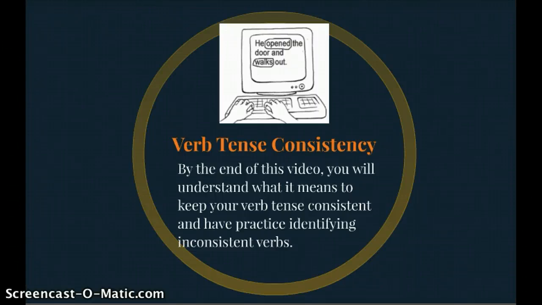Right, this video is about maintaining verb tense consistency as you write. By the end of this video, you will understand what it means to keep your verb tense consistent and have practice identifying inconsistent verbs and even writing some of your own.